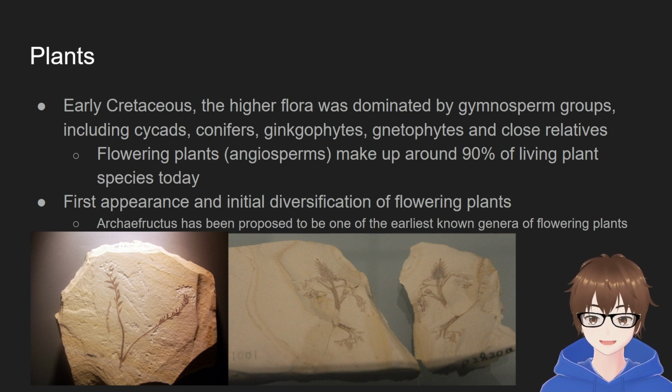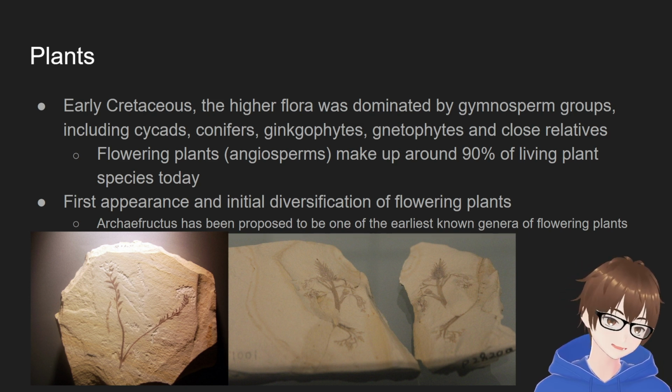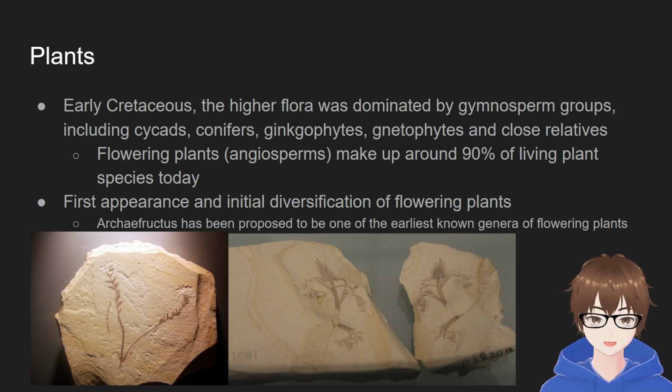There were also flowering plants, or the angiosperms, that make up 90% of the living plant species today. But at that time, there were not as many flowering plants, because the first appearance and diversification of flowering plants occurred during this time. And we have the Archaefructus. I hope I said that right. It has been proposed to be one of the earliest known genera of flowering plants. And we have a few different pictures of fossils here, and I'm pretty sure they were found in China.